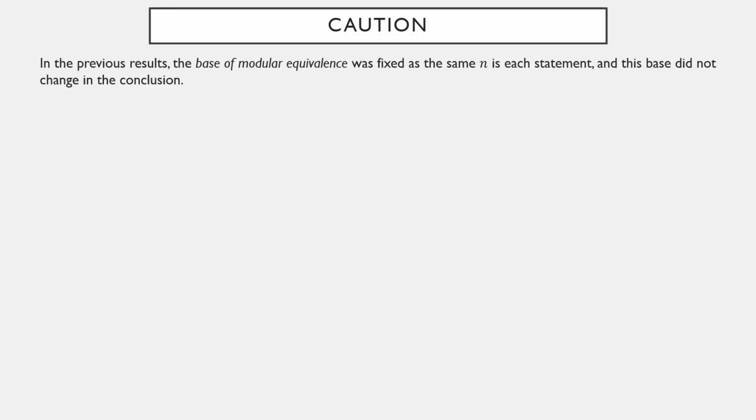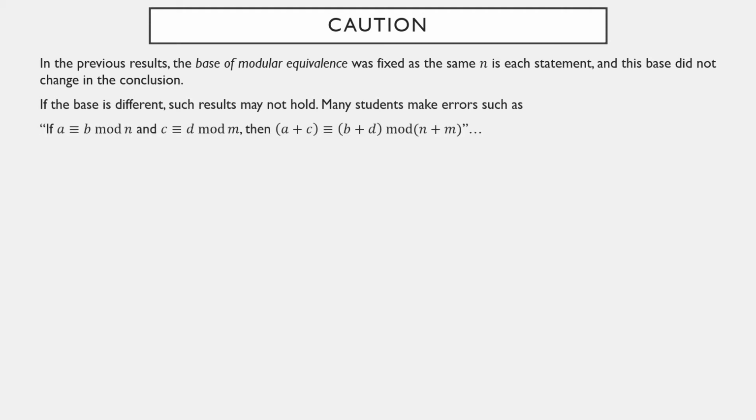Do be careful, however. The base of modular equivalence n was the same in every statement on the previous slides. If you have equivalences modulo different bases, then you have a trickier situation. So if you are changing base from one equivalence to another, the same results might not hold. Really common mistakes are things like this. If A is equivalent to B mod n and C is equivalent to D mod m, then I just add them up: A + C is equivalent to B + D modulo n + m. I see this every single semester I teach this course. But that's just not true. It's not how it works.